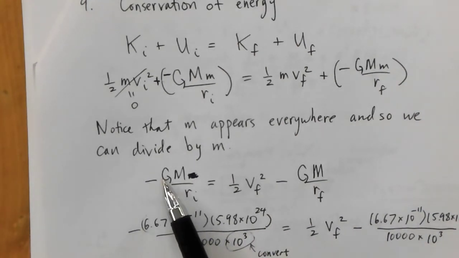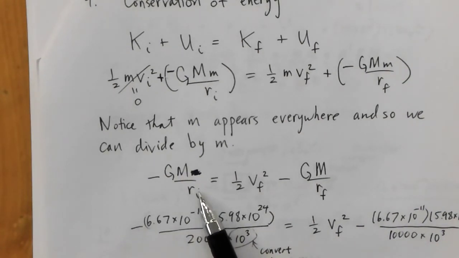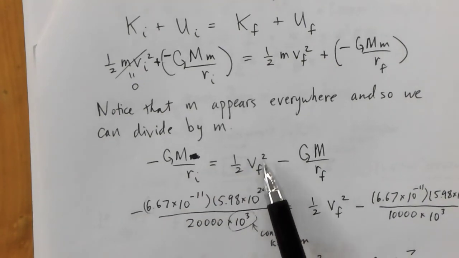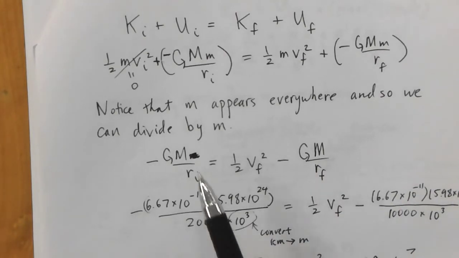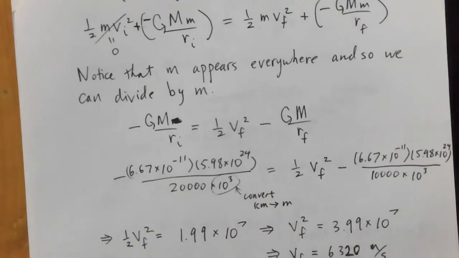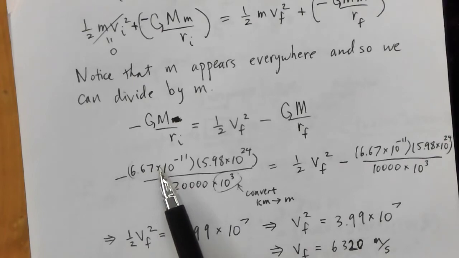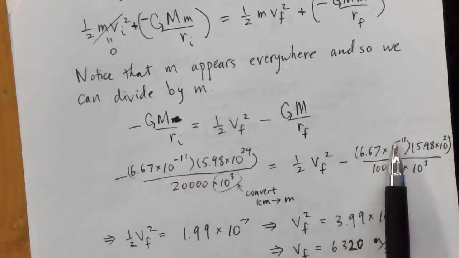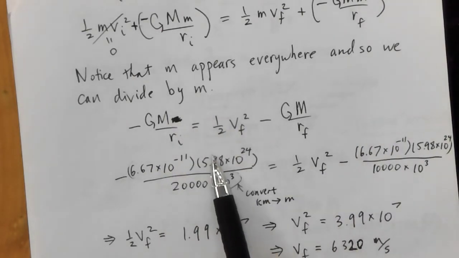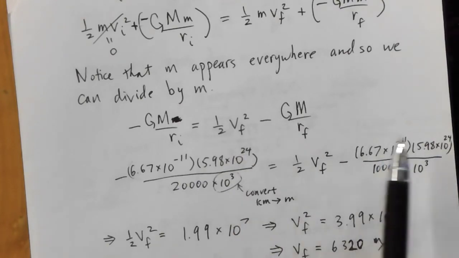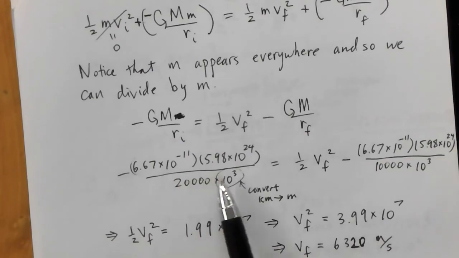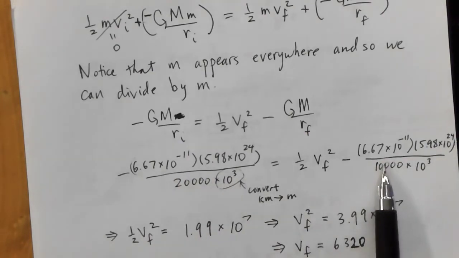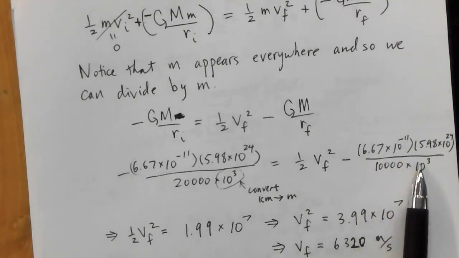So I have minus G M over R initial is equal to 1/2 v final squared minus G M over R final. So this is R initial, this is R final. So we plug in G is 6.67 times 10 to the negative 11, put that in here, put that in there. Mass of the Earth is 5.98 times 10 to the 24, put that in here, put that in there. Then we have R initial is 20,000 kilometers. It's kilometers, so we need to multiply by 1,000. Then it's 10,000 kilometers over here.